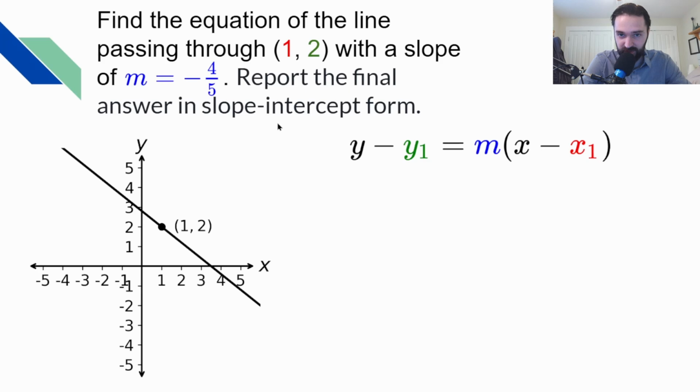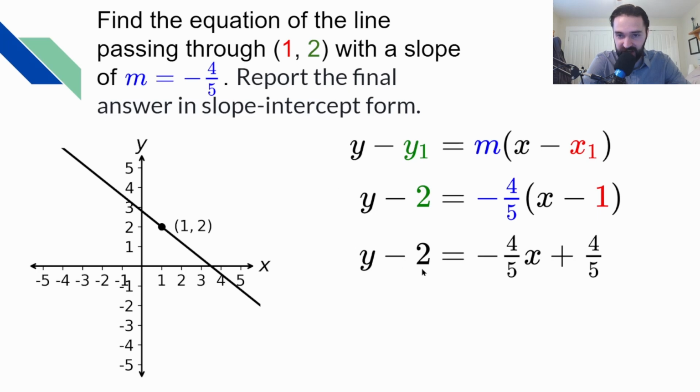So let's plug in the values. m in blue is negative 4 over 5. And this is the point x1, y1. So we have x minus 1 in red, and then on the left we have y minus 2 in green.